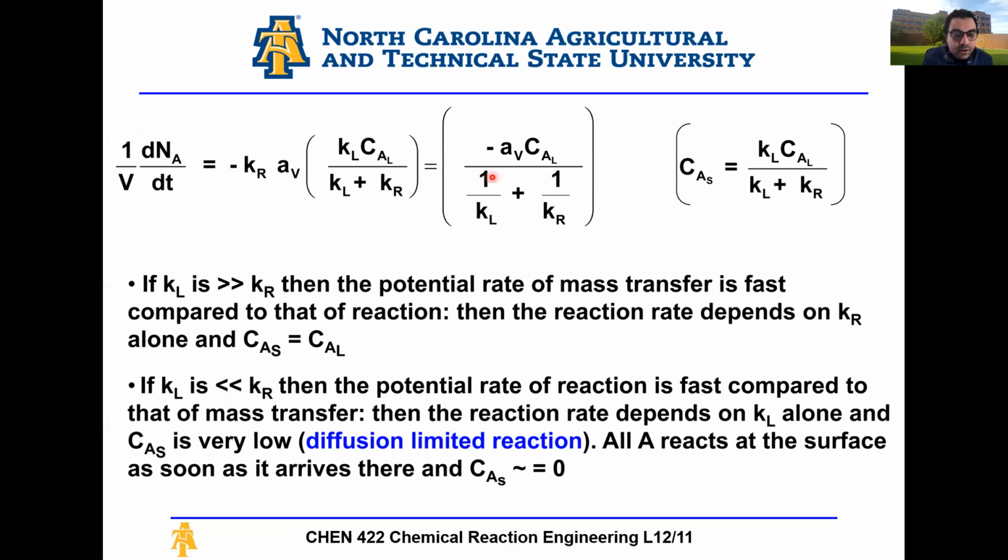On the other hand, if KL is much smaller than KR, then this expression controls or governs how fast your reaction is happening, and the potential rate of reaction is much faster compared to that of mass transfer. The reaction rate depends on KL alone, and CAS is very low, and it's called a diffusion limited reaction or a mass transfer limited reaction. Okay, so you have two ends. You have either a reaction rate limited reaction, or a diffusion limited reaction, also called a mass transfer limited reaction.